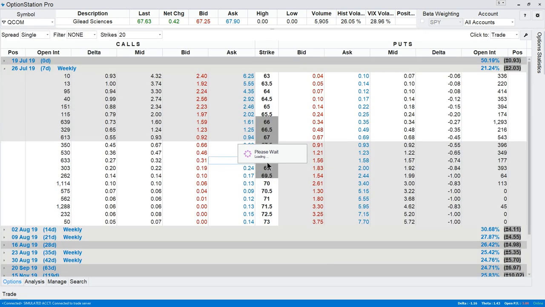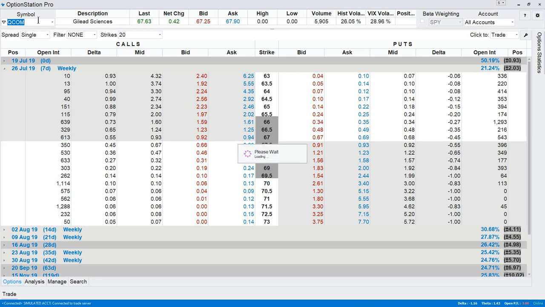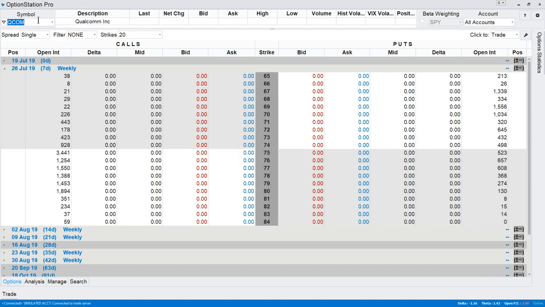So this is what I'm doing now. Please wait, it's loading Qualcomm. The option chain will be zeroed at this moment in time. 10 to 20 minutes before the market opens, most brokers will reset the option chain. I got a timeout issue, so let me reload. Here we go, so I got it.